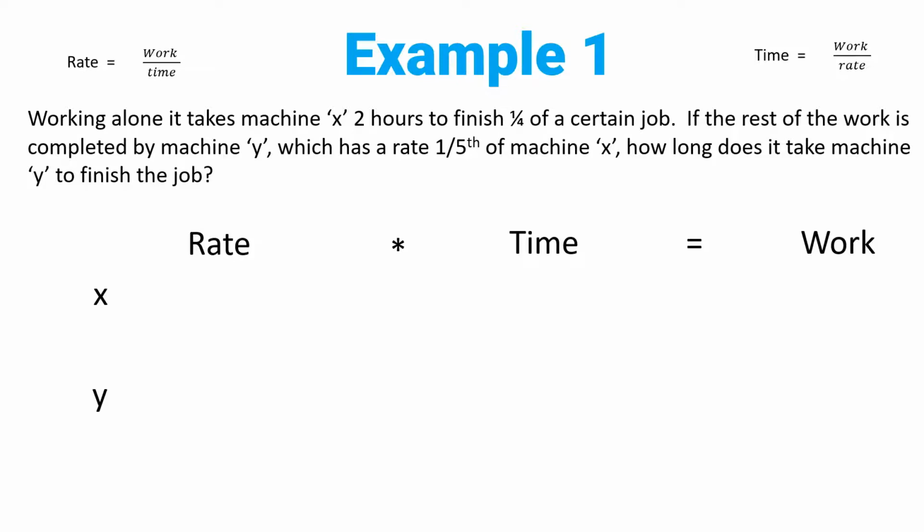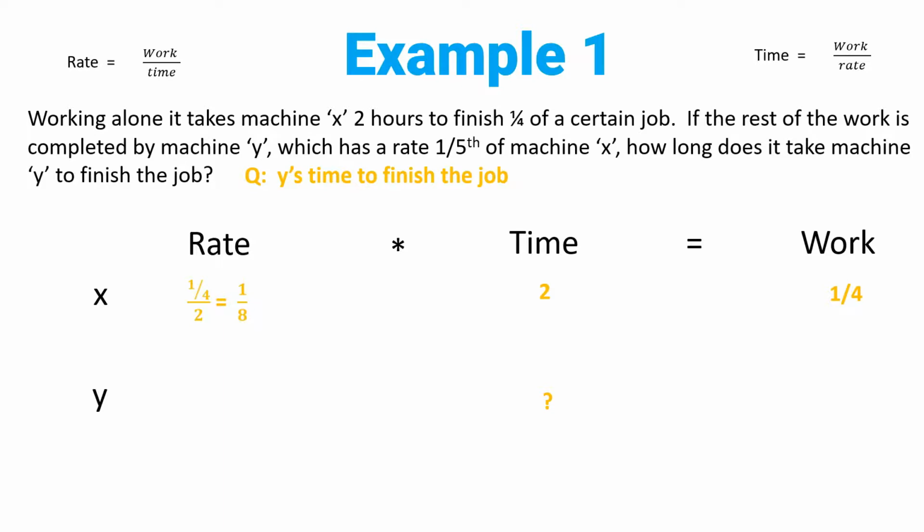Okay, so the first thing we always do on any GMAT question is we go back and we pull out exactly what we've been asked for, and we write it down. In this case, we've been asked Y's time to finish the job, or that cell in the chart. Okay, so what do we know? Well, we're told that it takes machine X 2 hours to finish 1/4 of a certain job. So the work is 1/4, the time is 2, and remember, we like getting everyone's rate, and rate is just work over time. So X's rate must be 1/4 over 2, or 1/8.